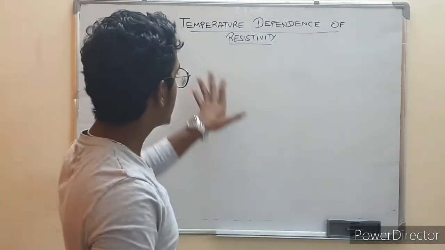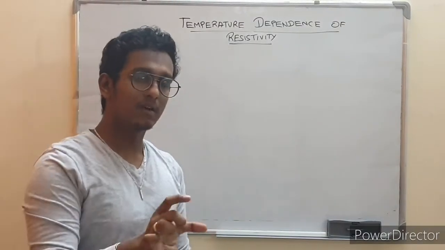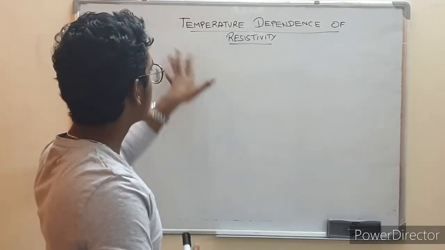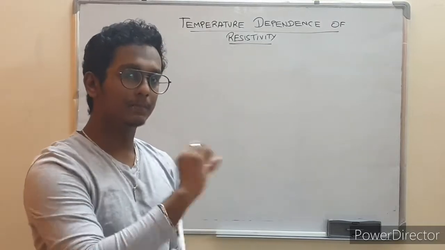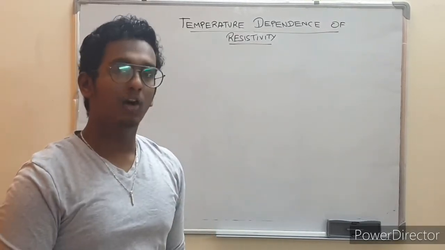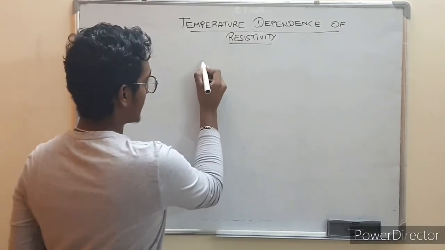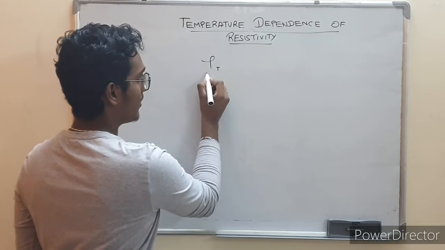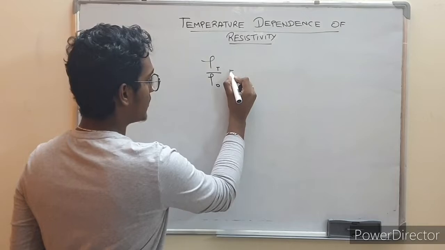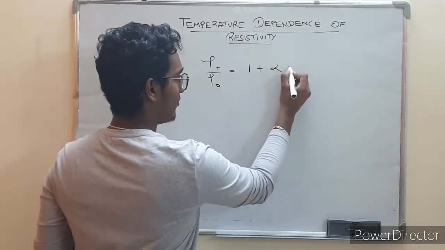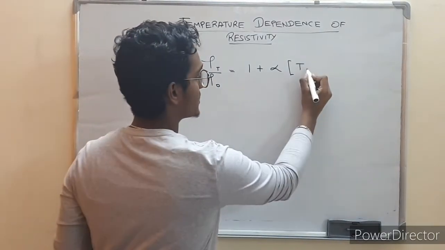Okay, temperature dependence of resistivity. As the name itself suggests, the resistivity of a material is constant only at that temperature. As you change the temperature, it also changes in magnitude. There is a quantitative way of knowing how much the resistivity will be at a different temperature, and it is given by this equation. The ratio of resistivity at a temperature T to the resistivity originally at another temperature is equal to 1 plus alpha times the difference between T and the initial temperature.